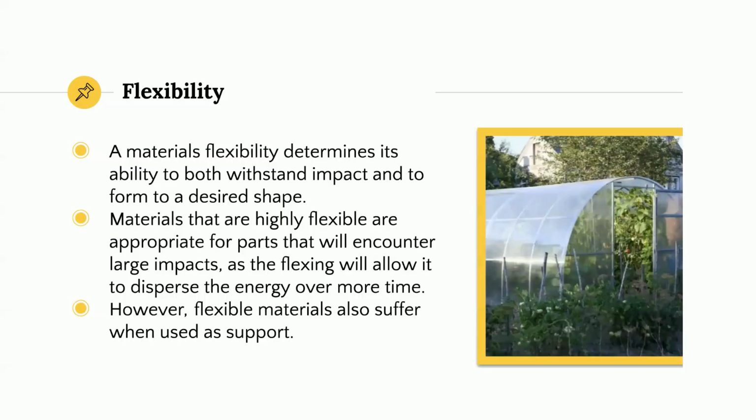Flexibility. A material's flexibility determines its ability to both withstand impact and to form a desired shape. Materials that are highly flexible are appropriate for parts that will encounter large impacts, as the flexing will allow it to disperse the energy over more time. However, flexible materials also suffer when used as a support. So to the right here, we see an image of a greenhouse where they use polycarbonate sheeting, which is a very flexible material we'll learn about later, in order to make walls of this odd shape. If the material wasn't flexible, this would not be possible.